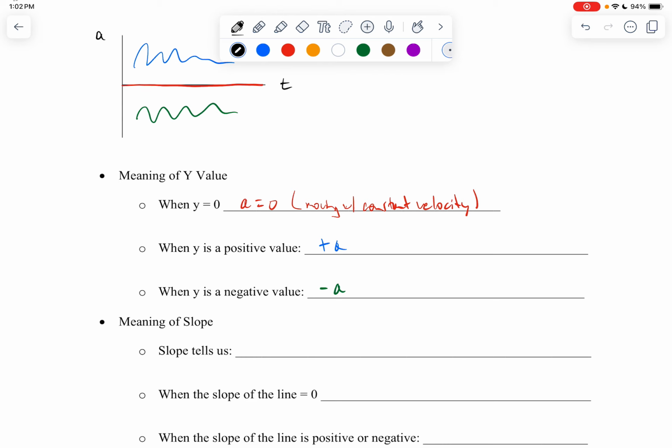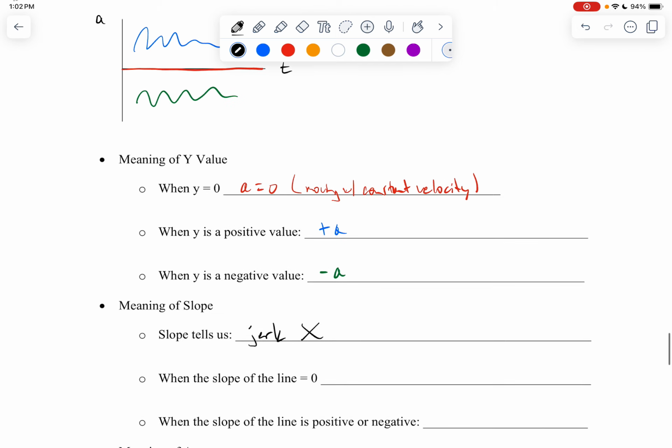If we look at the slope of our acceleration versus time graphs, slope technically tells us something we call the jerk. We really won't worry about this at all. It's not super physically significant for us. It's basically just showing us the rate at which our acceleration is changing. But if the slope on this acceleration versus time graph is 0, this is just showing us that we have a constant acceleration. So anytime we have a constant acceleration, this is when we can use our kinematic equations.